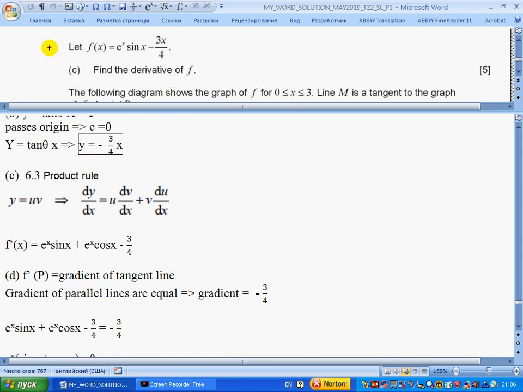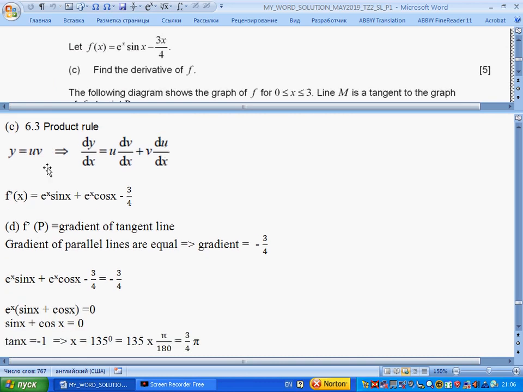Let f be this function. C, find the derivative of f. To find the derivative of f, we should use, from section 3.6.3, the product rule. We have the product of e to the x and sine. So we have the derivative of e to the x multiplied by sine, plus e to the x times the derivative of sine, which is cosine, and then minus the derivative of 3/4 x, which is 3/4.